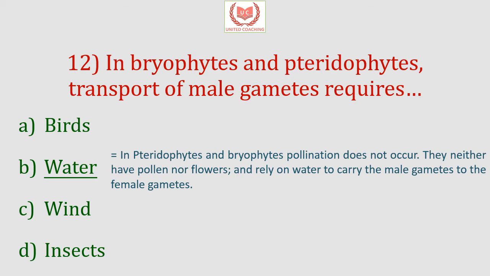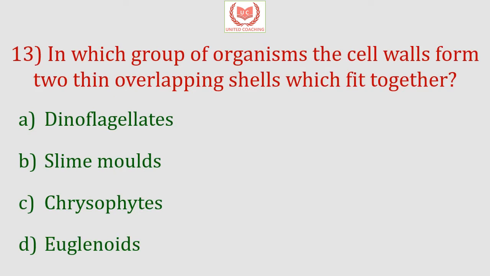So answer is water. Our next question is, in which group of organisms the cell walls form two thin overlapping shells which fit together?